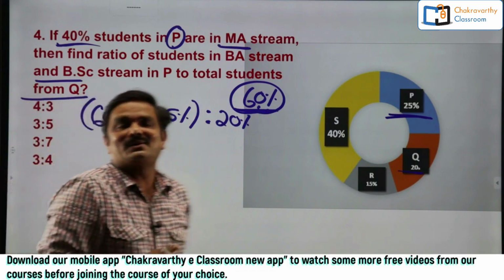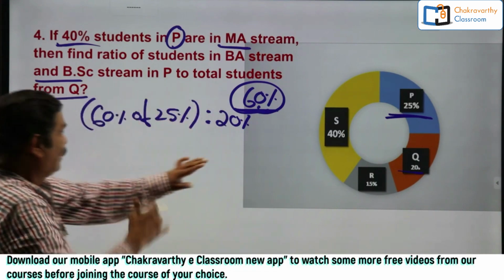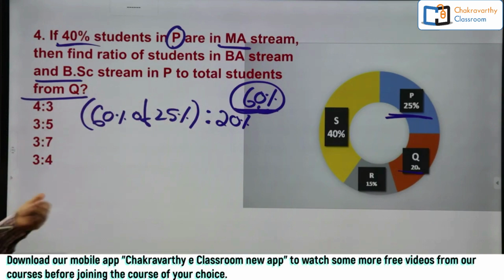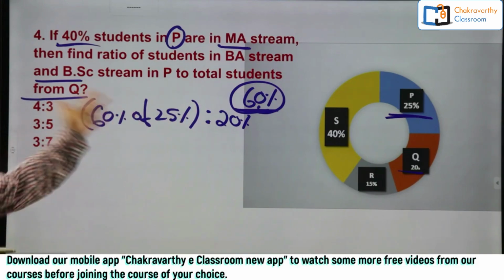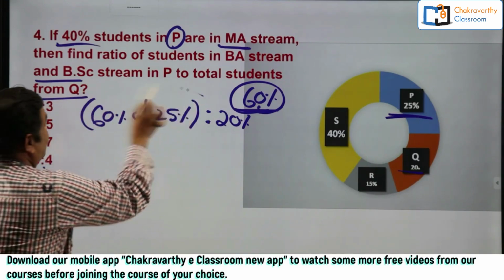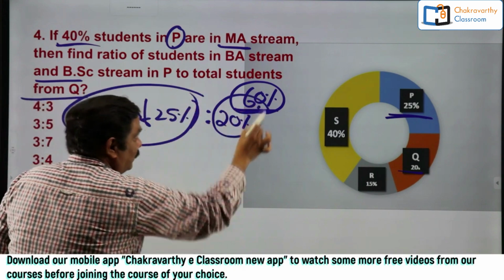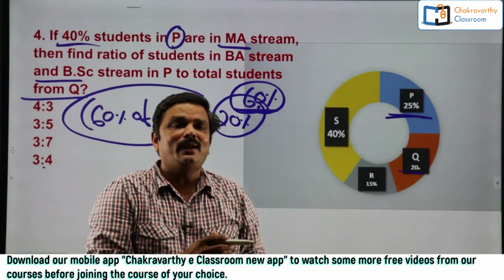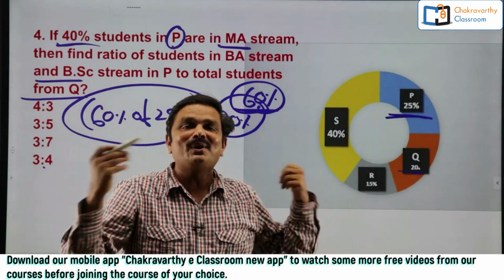How simple, students. You need not go for the actual figures. Numbers are not required. You can do it only with these percentages, because in both cases here and here the total number is 400 only. Why go for that? Anyway, that is going to be cancelled.